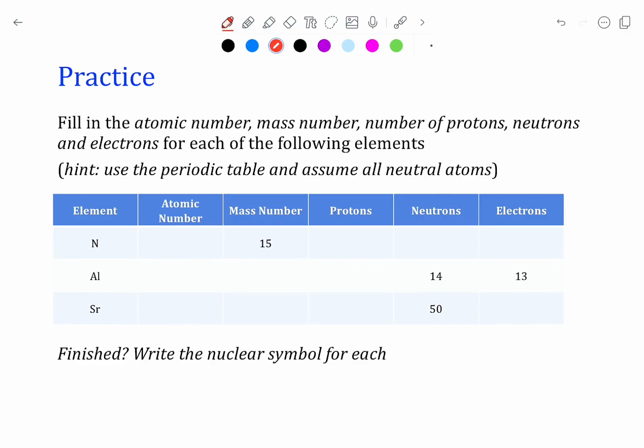So some of them I give you the mass number, or some of them I give you the number of neutrons. Okay, the rest of it you can find yourself utilizing the periodic table. So take a second, pause the video, and fill out this table. Just a hint, make sure you use your periodic table and find those elements appropriately. Also, assume that these are all neutral atoms, so they have the same number of protons and electrons.